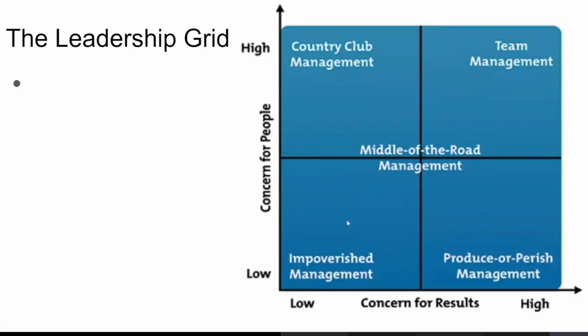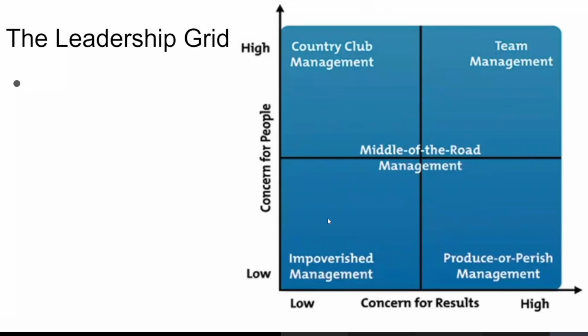The idea is that certain managers will tend to sit in one of these more than others. High for people and low for results is what they call country club management. They're more worried about the social aspect of it. High concern for people and high concern for results is team management, which is the one that we would aspire to. Low concern for people and low concern for results is really not a manager at all. It's what we call impoverished management.